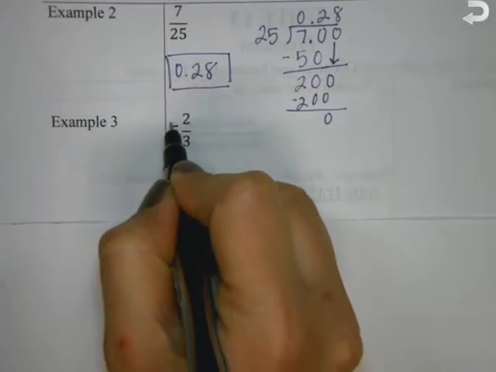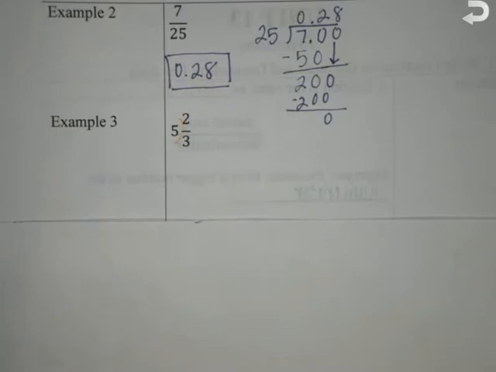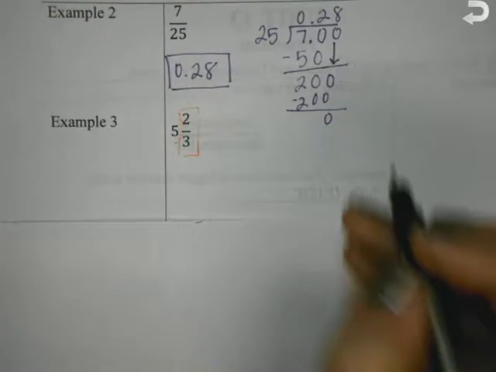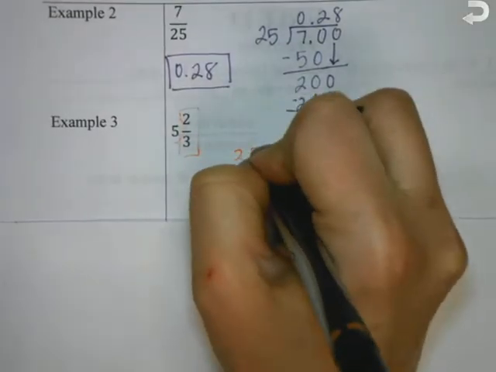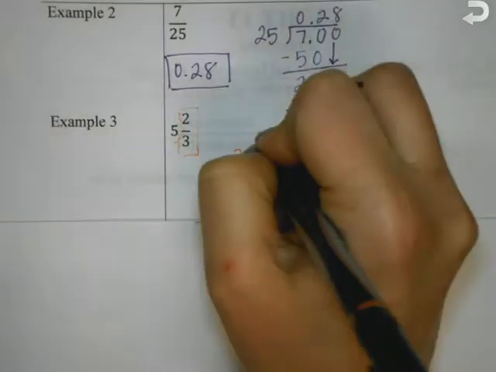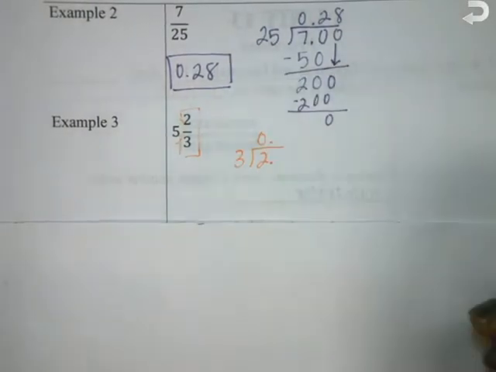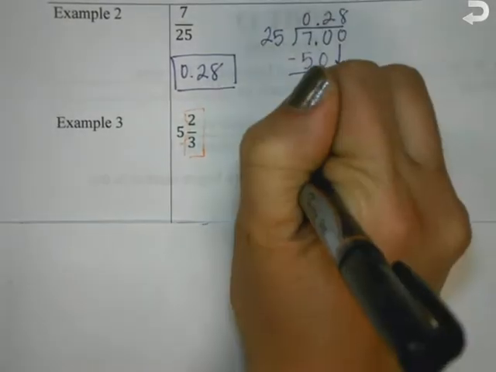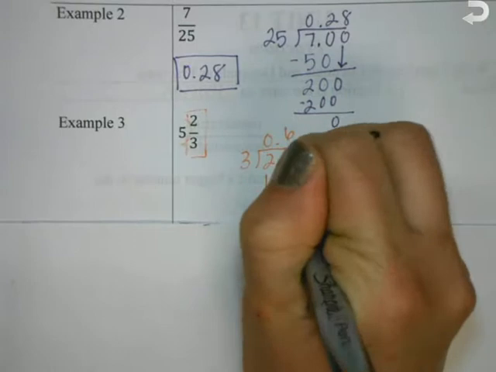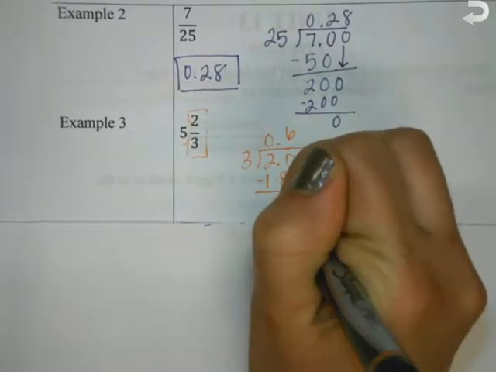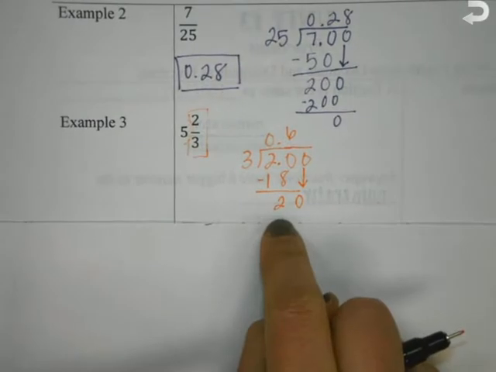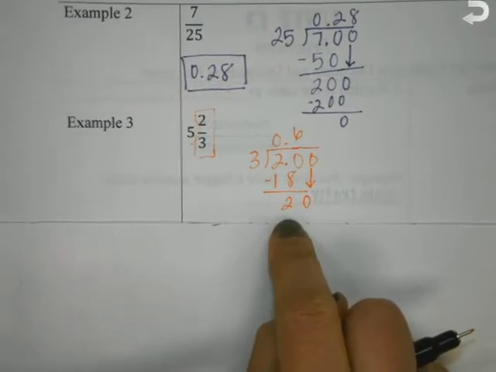So 3 goes into 2, 0, add decimals, and another 0. 3 goes into 20, 6, that's 18, with a remainder of 2, add another 0, we get 20 again. So what do you think is going to happen? It's going to be 0.6666666, and so on. So you can put the line on top, or we can round to 0.67.